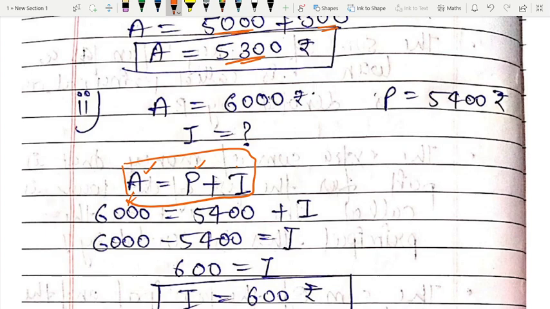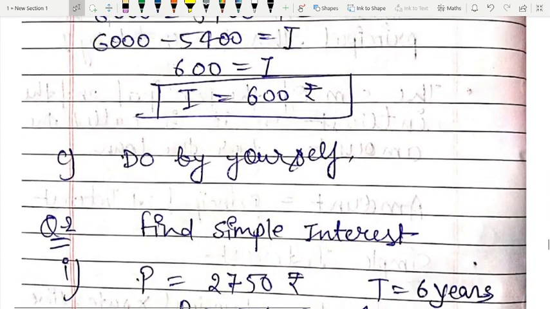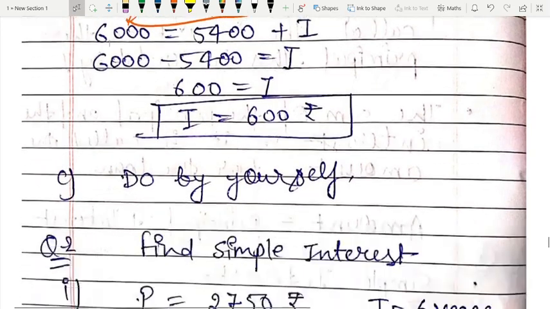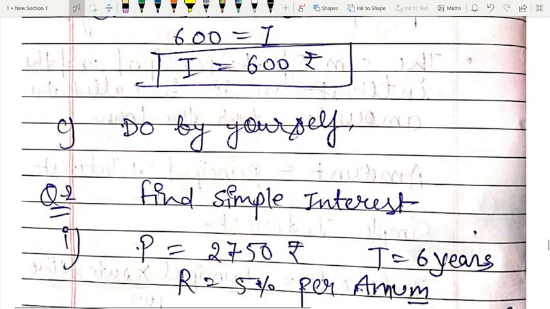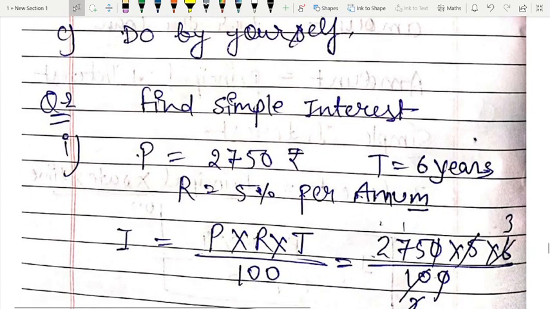Is it clear to all? If it is clear, then say it is clear in the comment section. Okay, question number C, just do it by yourself. Same on the formula, A is equal to P plus I, where A is amount, P is principal, I is interest.